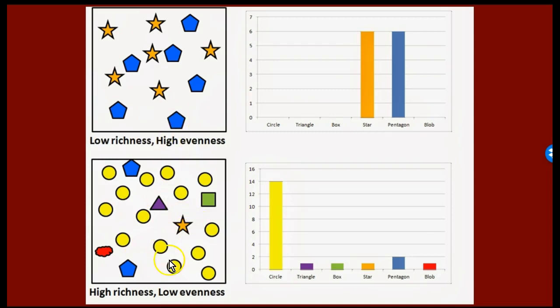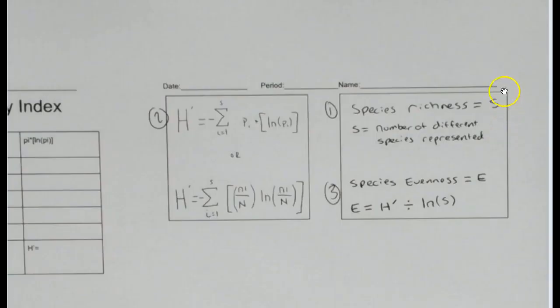What about the bottom one right here? High richness. 1, 2, 3, 4, 5, 6 things in the area, high richness. But what about the evenness? Well, if I look at a corner here, it's totally dominated by the circle. Let me go over here to this little quadrant. Well, it's still totally dominated by the circle. What about over here? It's mainly circles. So while the area has high richness, it has very low evenness because it's dominated by the circle. So that explains species richness, again, just counting, versus species evenness.